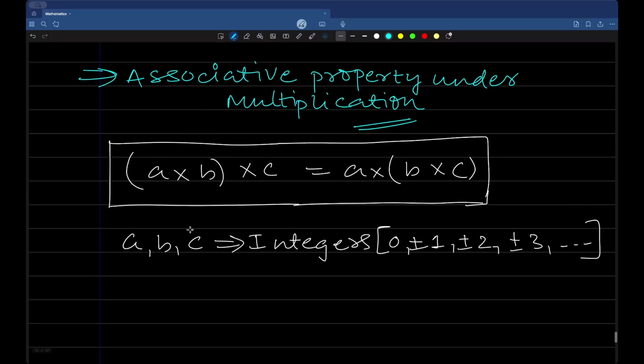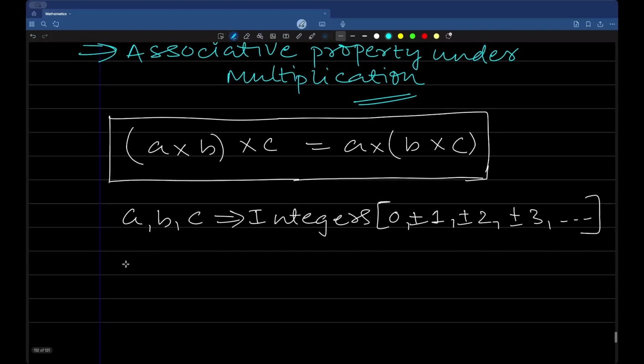Hence, we can say that integers are associative under multiplication.